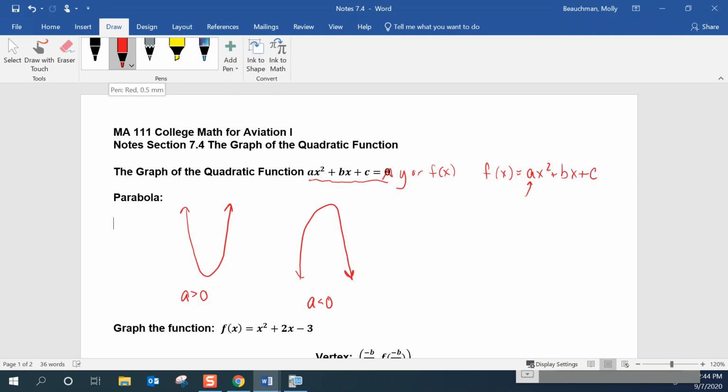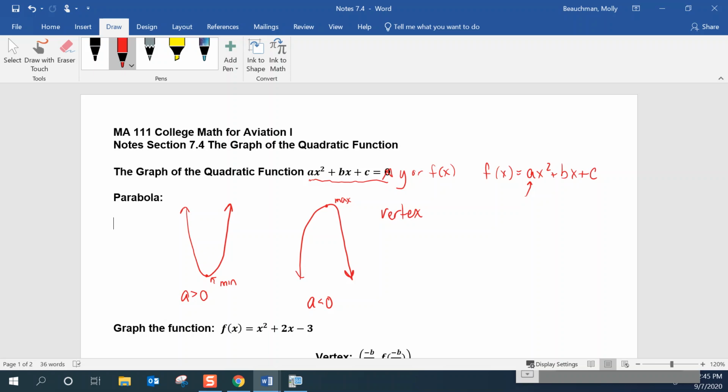The defining feature of each of these graphs is a turning point. In this case, that turning point is called a minimum because the function decreases until it gets to that y value and then increases. This here is a maximum value. In either case, it's called the vertex. So the vertex is either the maximum or minimum value of your parabola.